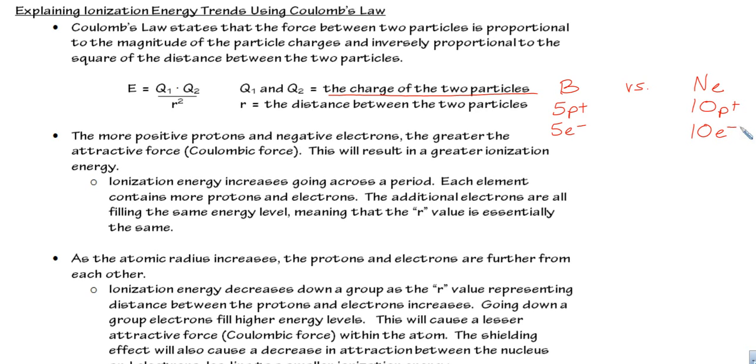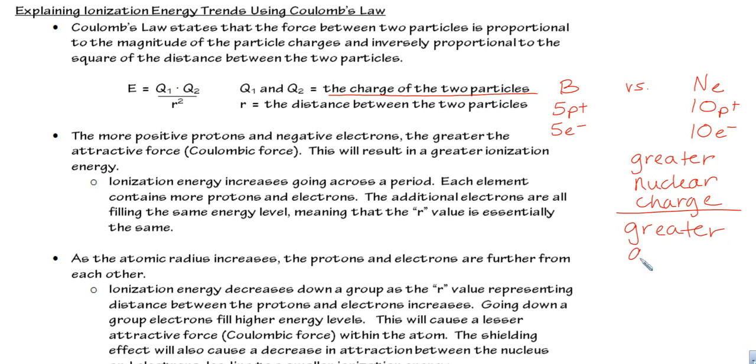And so now we've said that the neon atom has a greater nuclear charge, which means greater attraction. Greater attraction between the nucleus and the electron cloud. That's what Coulombic force kind of refers to. An attraction between the positives and the negatives. Or in this case, the electron cloud versus the nucleus.